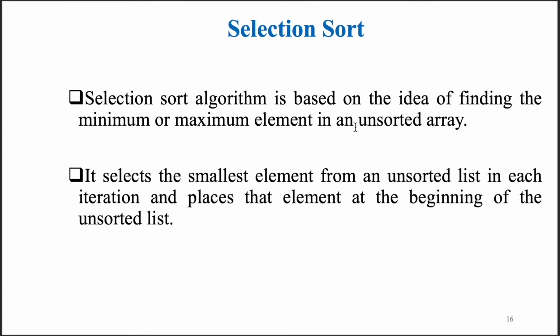Selection sort algorithm is based on the idea of finding the minimum or maximum element in an unsorted array. It selects the smallest element from an unsorted list in each iteration and places the element at the beginning of the unsorted list.